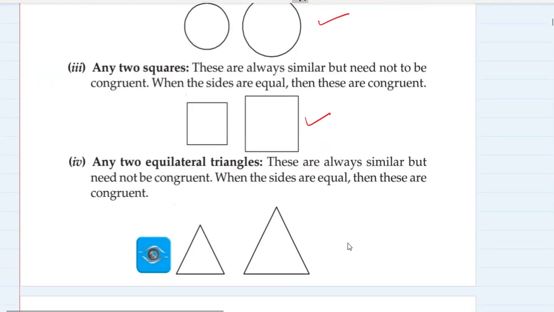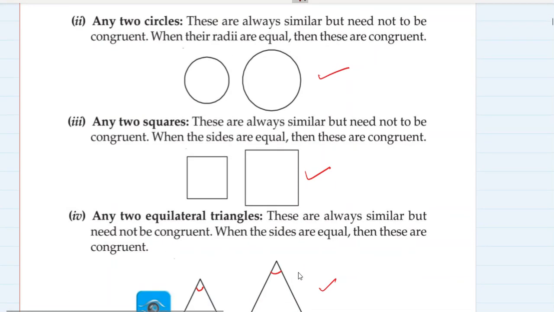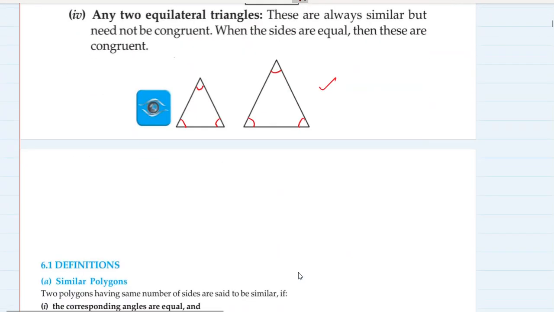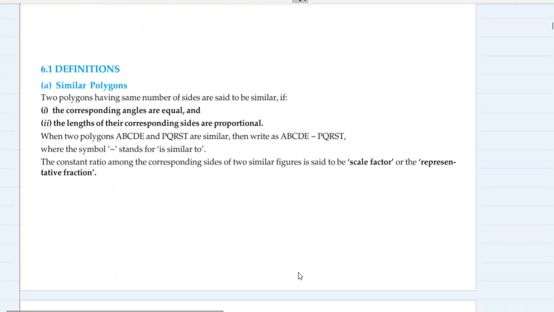Even two equilateral triangles, both will have all the angles equal to how many degrees? 60 degrees, right? So their shape becomes the same, but their size can be different. Their side lengths can be different. That's why they are not congruent. They are similar, and they are always similar. Any two equilateral triangles or squares or circles or lines are always similar.